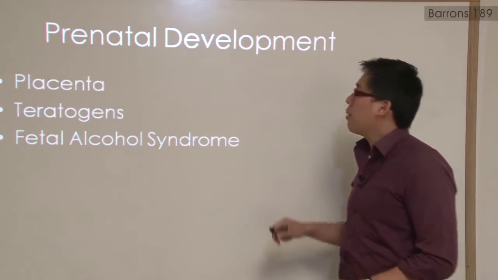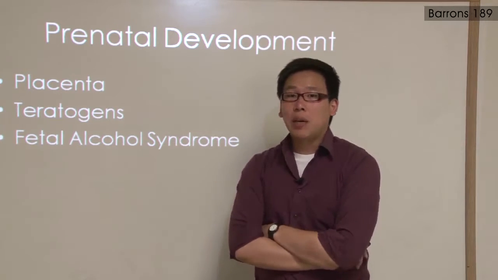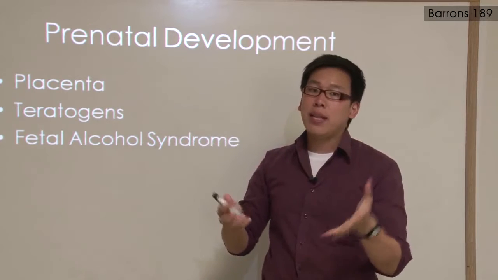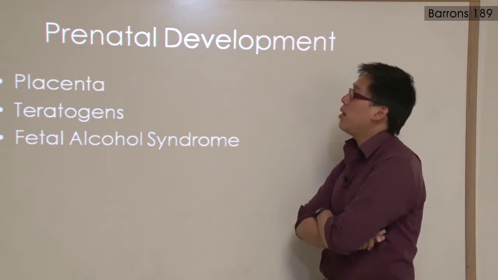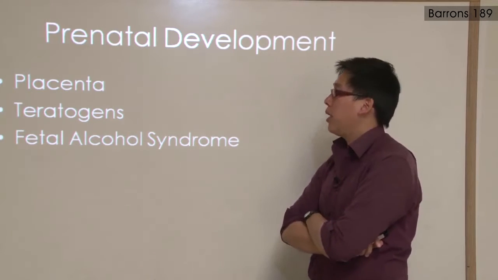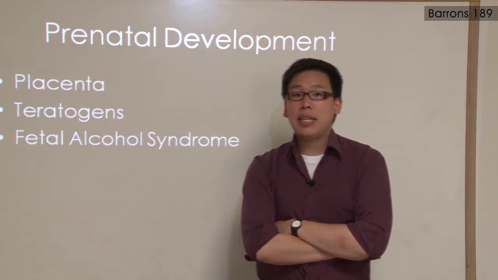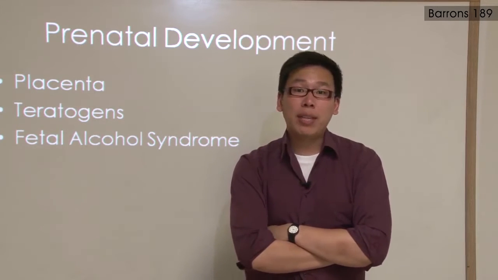There are 3 things I want to talk about in terms of prenatal development and what matters. We talked about the placenta, which is a kind of cell membrane that wraps the child and protects it from unwanted things. However, there are still certain things that get to the child, what we call teratogens. These could be chemical or virus-related.